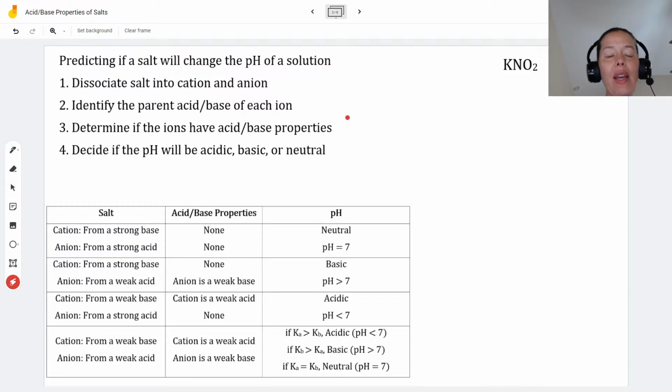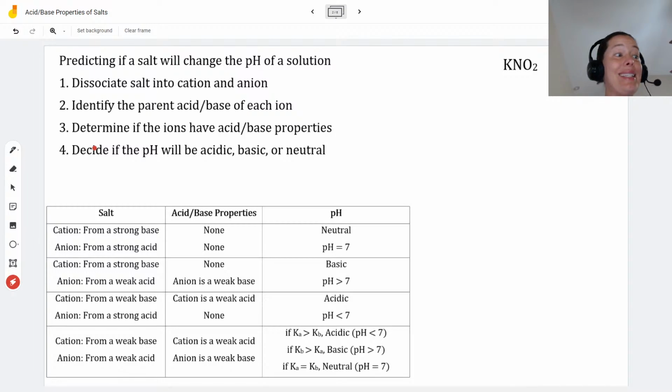Then once I have identified that parent acid or parent base, I am going to determine if the ions themselves have acid-base properties. So I'm going to take that knowledge from step 2, once I've determined the parent acid or the parent base, and use that to determine if that particular ion will have acid-base properties. And then lastly, once I have done that, I will be able to determine if a solution of this salt will give me an acidic pH, a basic pH, or a neutral pH.